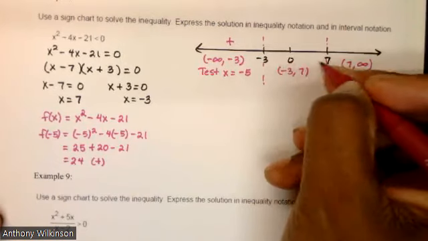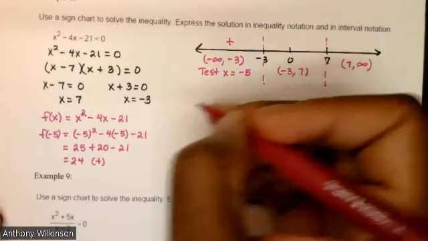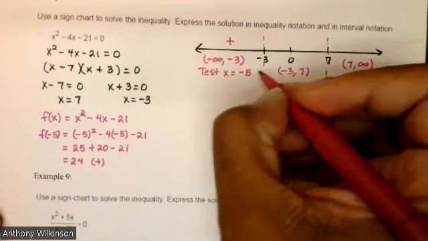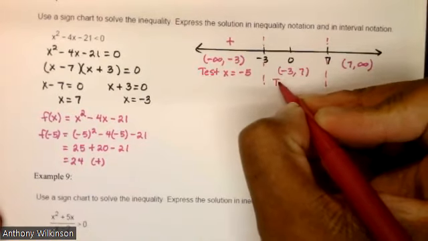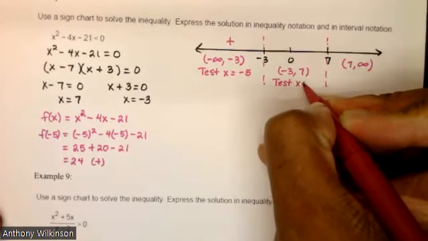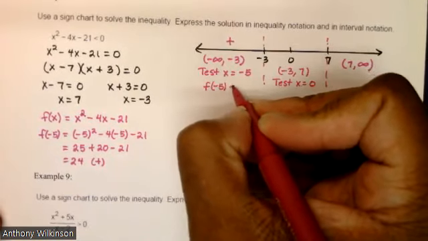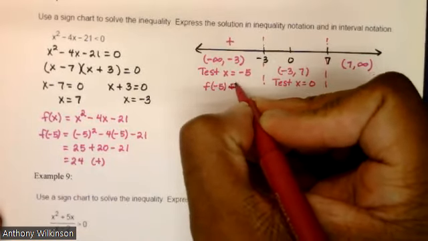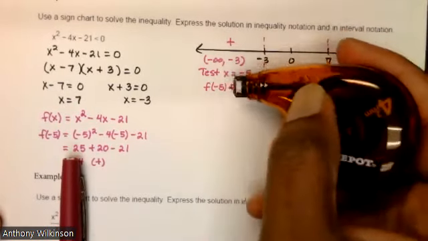And now for the interval -3 to 7, a good test value for that would be x equals 0. So I'm going to test x is equal to 0. I might as well say f of -5 would be positive. Might as well say that.